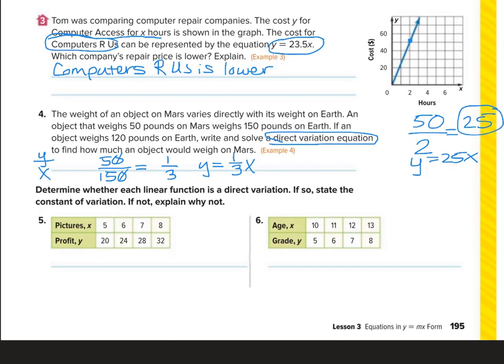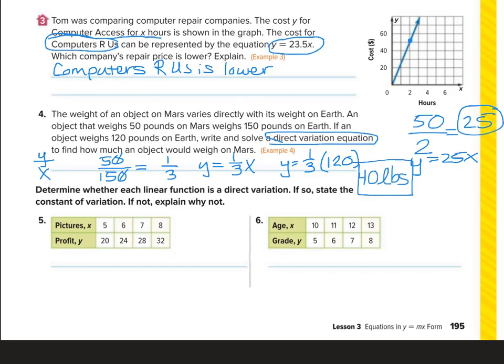Now I have to figure out how much an object would weigh on Mars if it weighs 120 pounds on Earth. Since Earth is my x value, I can substitute in 120 pounds and multiply it by 1/3 to get my y value, which is my weight on Mars. 120 times 1/3 is 40. So on Mars, the 120-pound object would weigh 40 pounds.